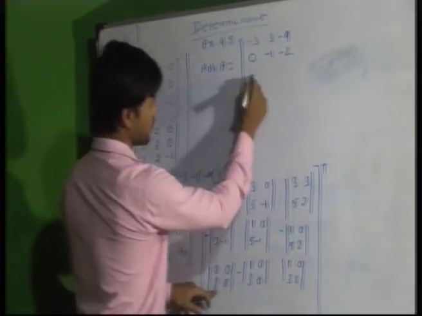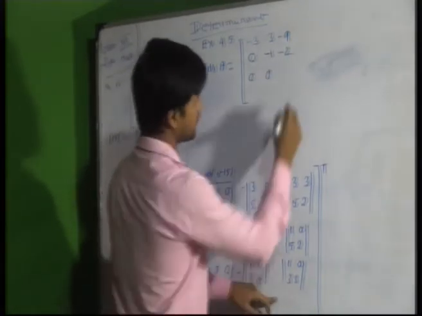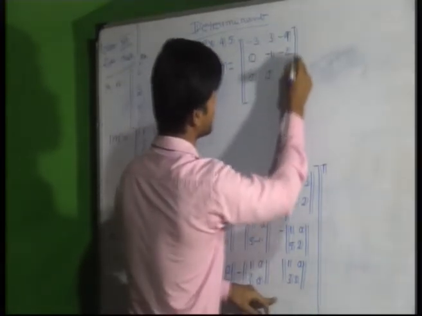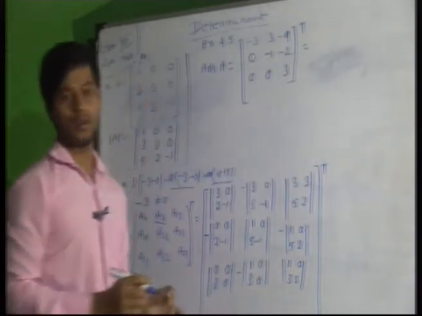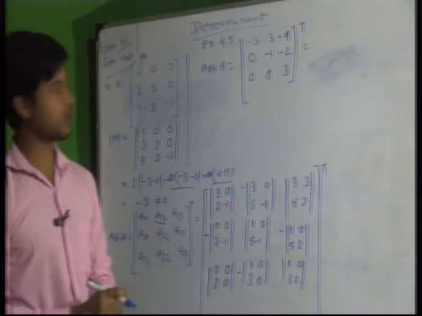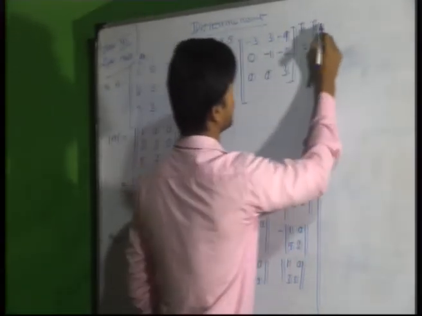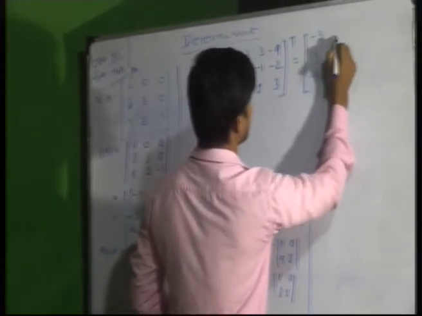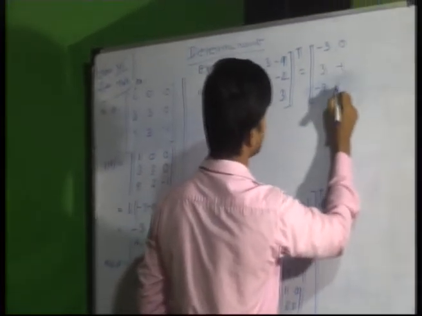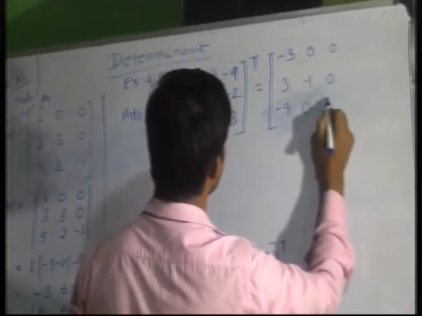This is 0, this is 0, and this is 3. So this, and whole transpose. Okay, so now convert the row into column and column into row. If I convert the row into column and column into row, it will be −3 3 −9, 0 −1 0. And the third row will be 0 0.